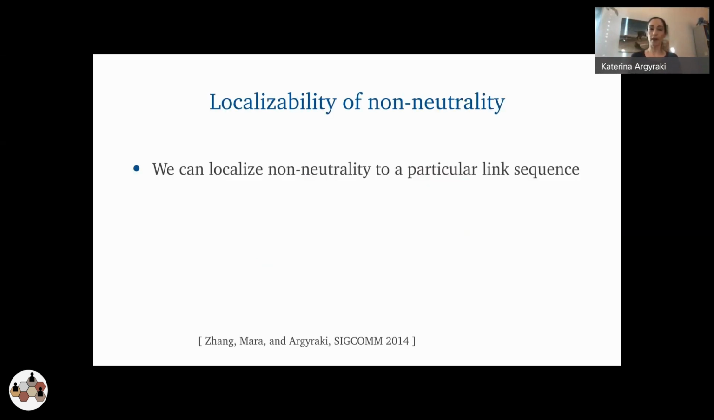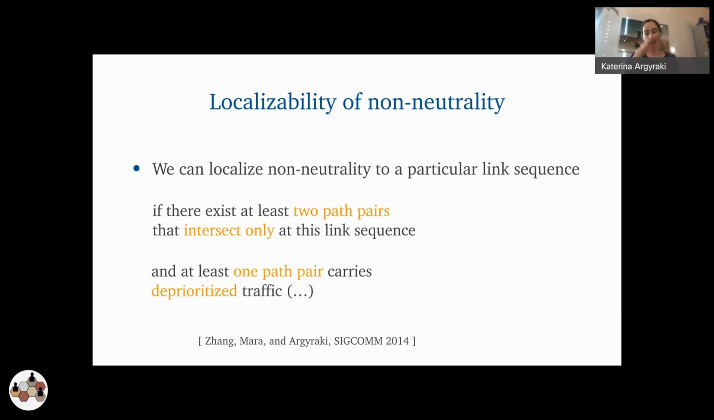So the conclusion is that yes, it is possible to localize non-neutrality to a particular link sequence, but of course, certain conditions need to hold. And the key point is that we need to have a diverse set of paths that cross this link sequence and only this link sequence in order to draw our conclusions.